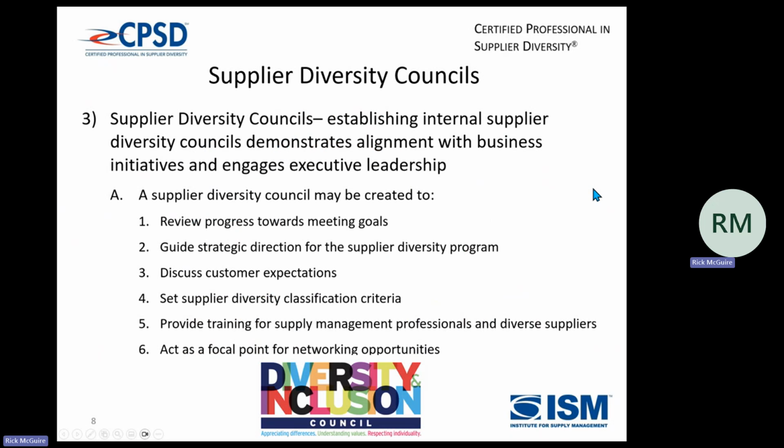Supplier diversity councils. Establishing internal supplier diversity councils demonstrates alignment with business initiatives and engages executive leadership. So a supplier diversity council may be created to do things like review progress towards meeting goals, guide strategic direction for the program, discuss customer expectations, set diversity classification criteria, provide training for supply management professionals, and act as a focal point for networking opportunities.